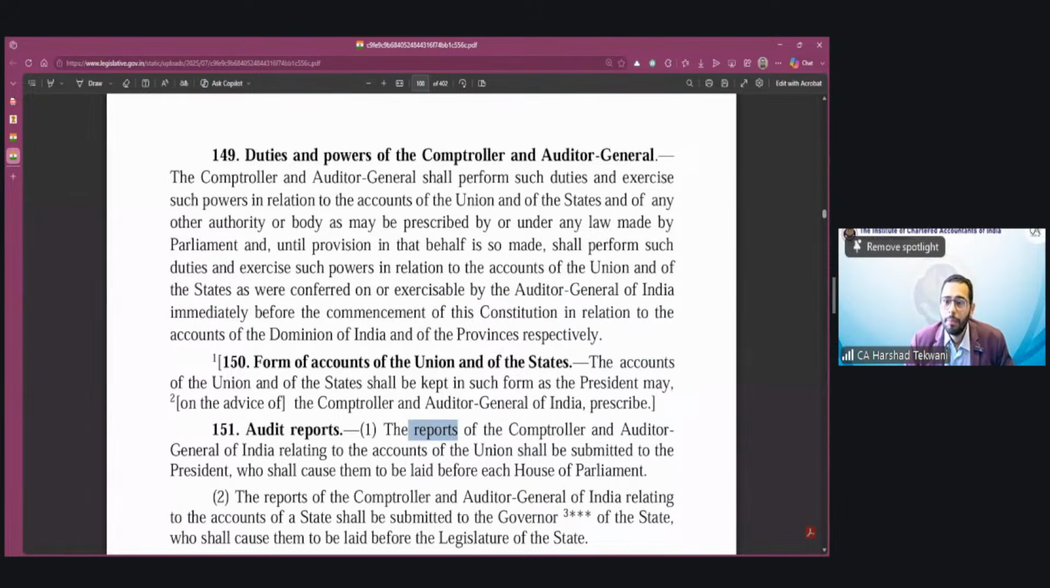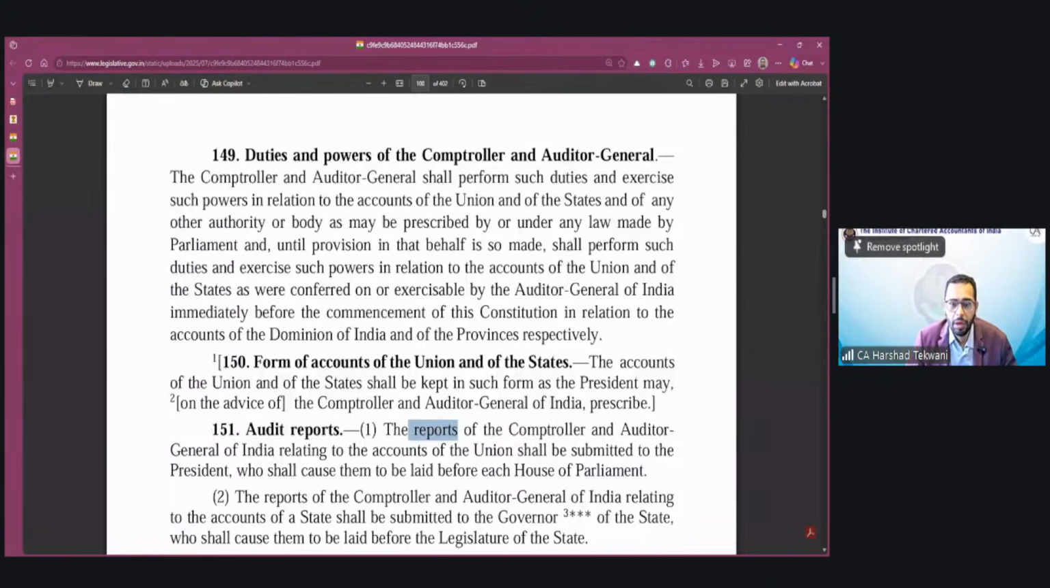But how these reports are prepared, what other laws or regulations are required to be undertaken, what the powers of the CAG are, there is a separate act for this. There is a separate act because the conditions of service and such other things which are not specified in the Constitution are specified in a particular act, which is the CAG Act. Okay.